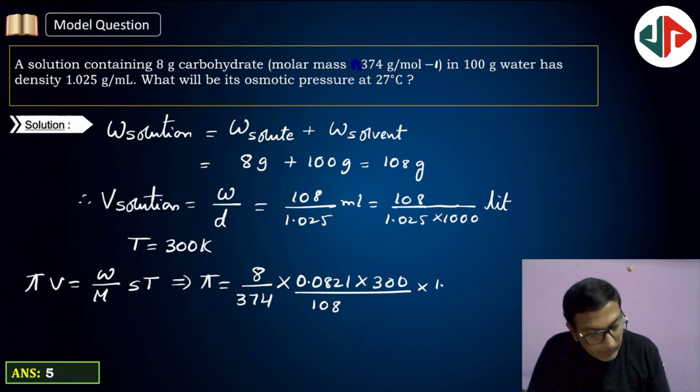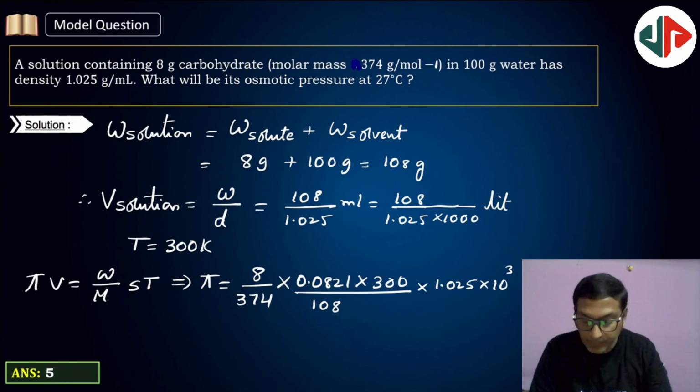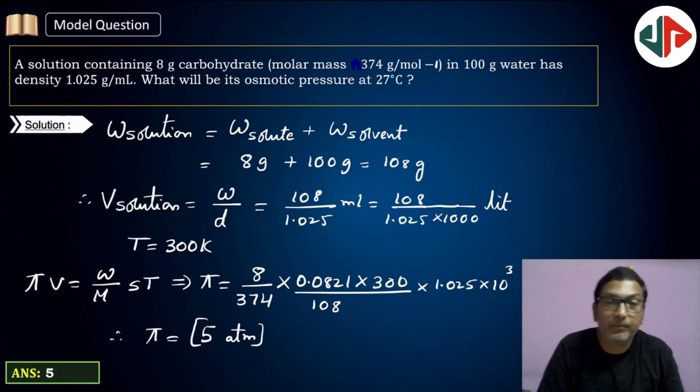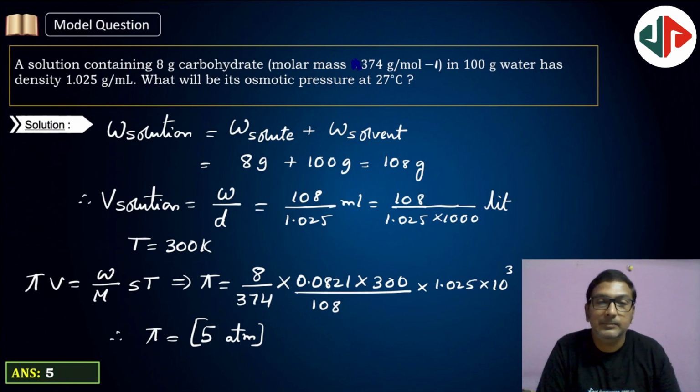So into 1.025 into 1000, that is 10 cube. So from this pi value will be 5, in atmospheres, they are asking in atmospheres. Answer is 5. Very, very important. First, weight to volume conversion. Next, temperature is given. Pi V equal to weight by molecular weight into solution constant into temperature. Direct question.